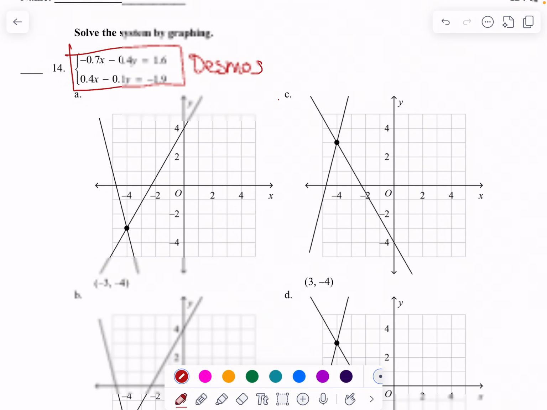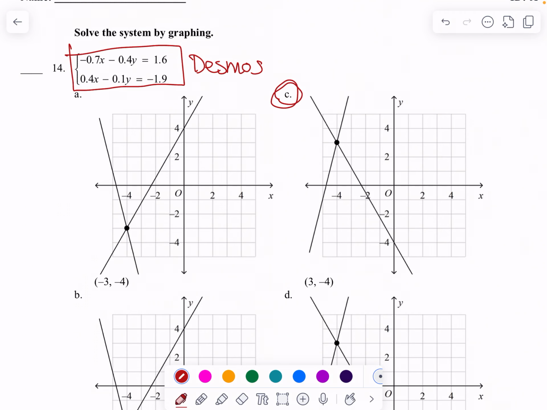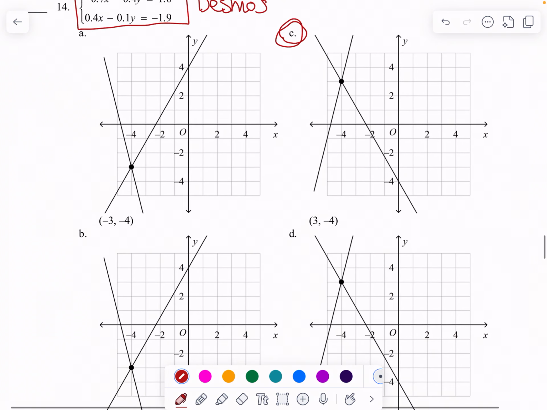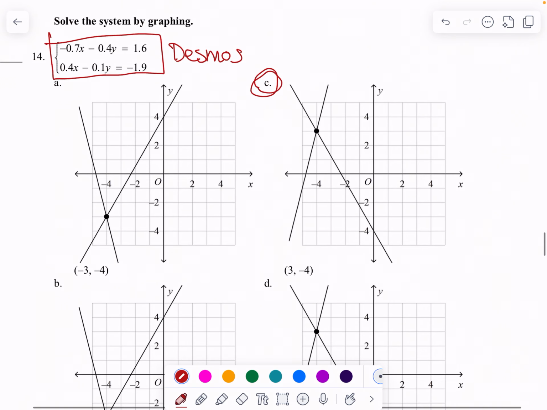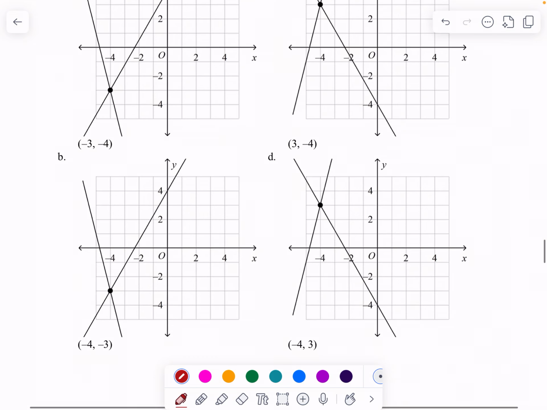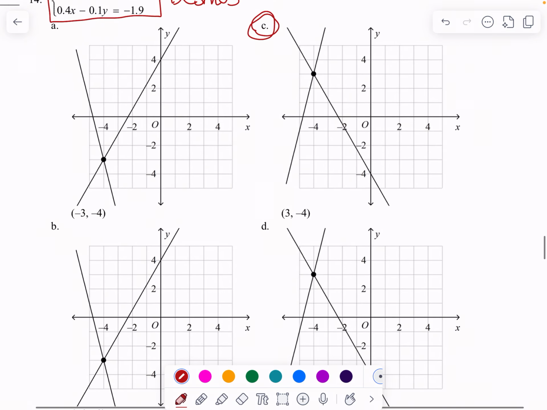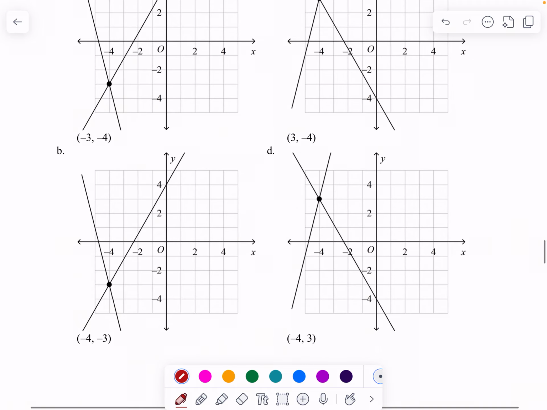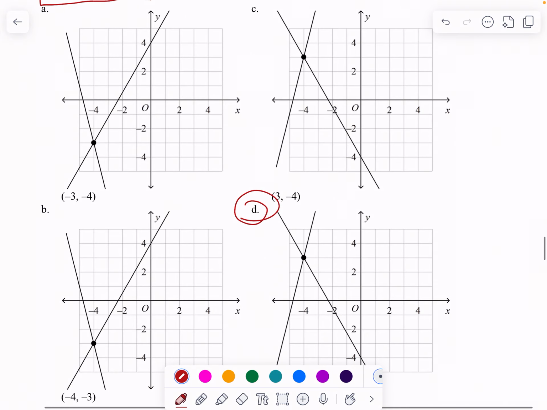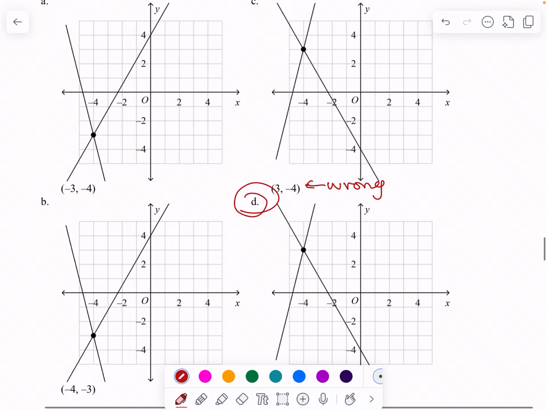See if anything else matches that. What is the difference between C and D? Negative 4, 3. Oh, here it is. Negative 4, 3. It's D. So not this one. Whew. It's a good thing we checked, right? Because this had the wrong point, so that's wrong. And so the answer was negative 4, 3, D.